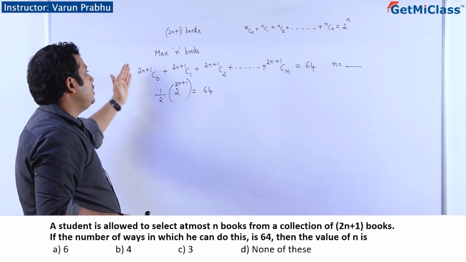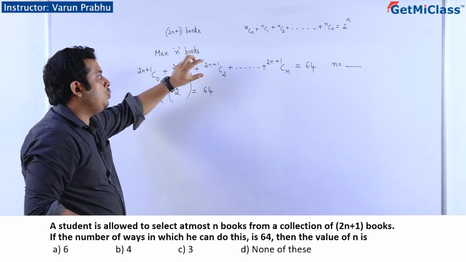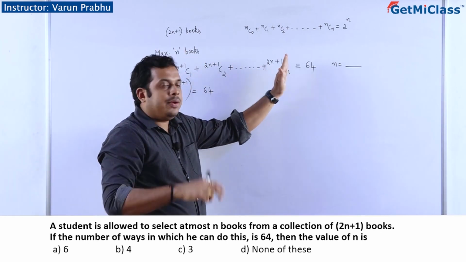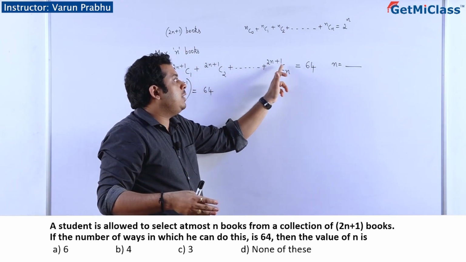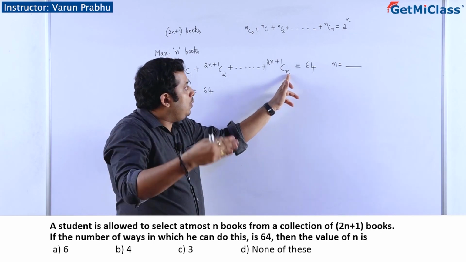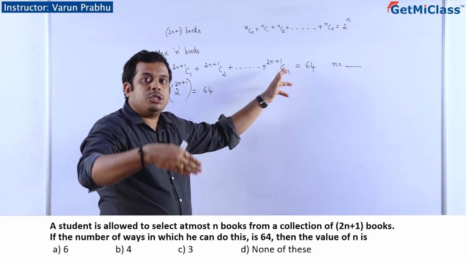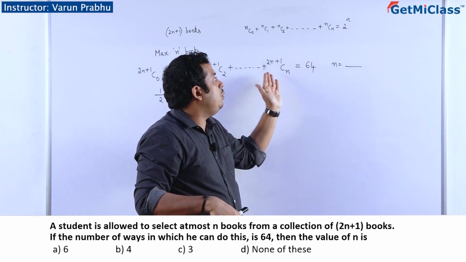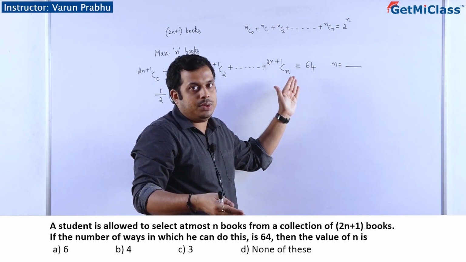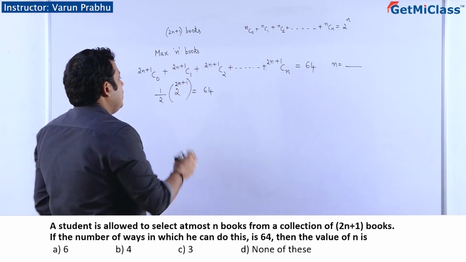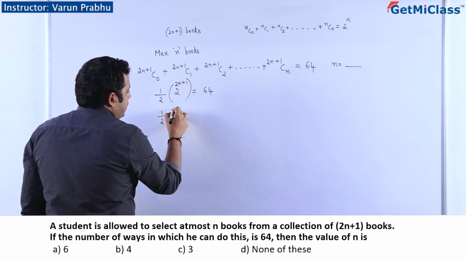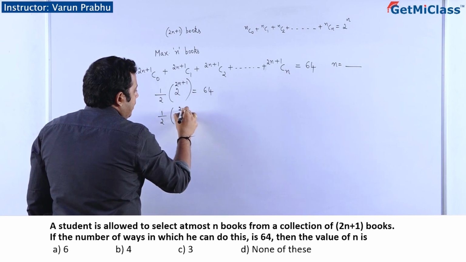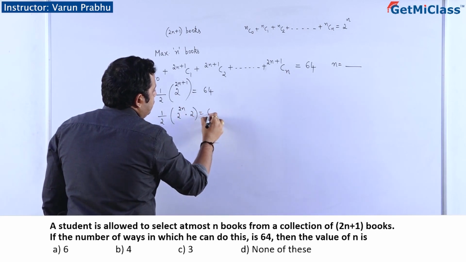Easy, right? To understand, 2n plus 1 C1, 2n plus 1 C2. Again, this should have continued, right? 2n plus 1 Cn, then 2n plus 1 Cn plus 1, n plus 2, n plus 3. Like this, it should have continued up to 2n plus 1 C 2n plus 1. So, half the terms are there. So, what is the answer that we get? Half times 2 to the power 2n into 2, that is equal to 64.